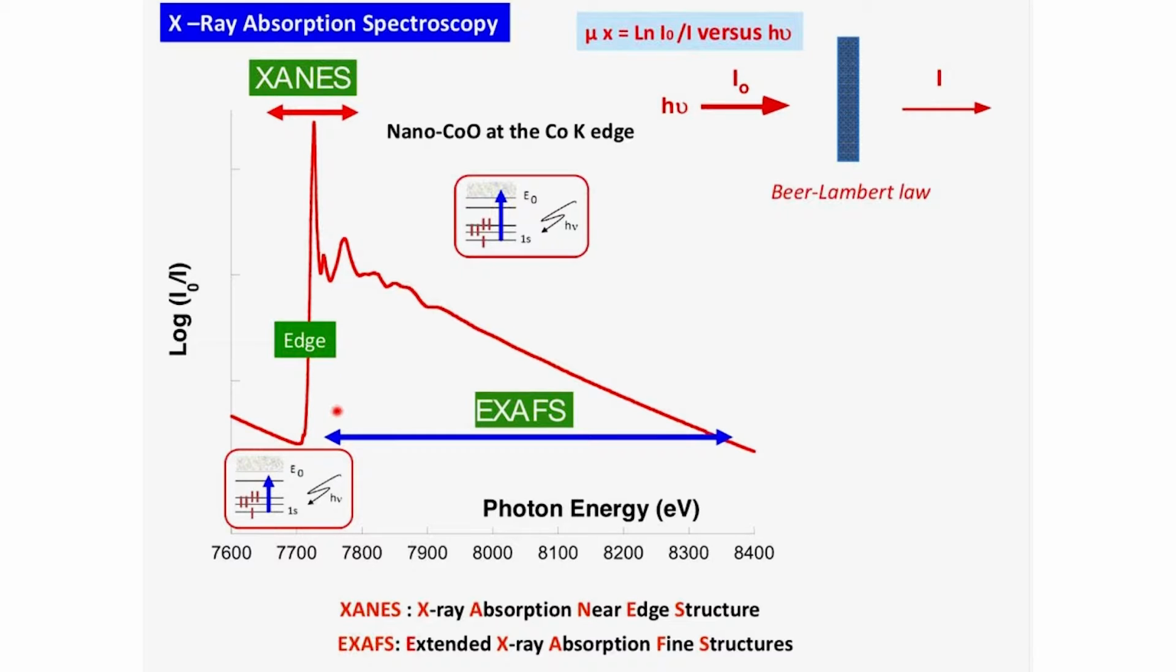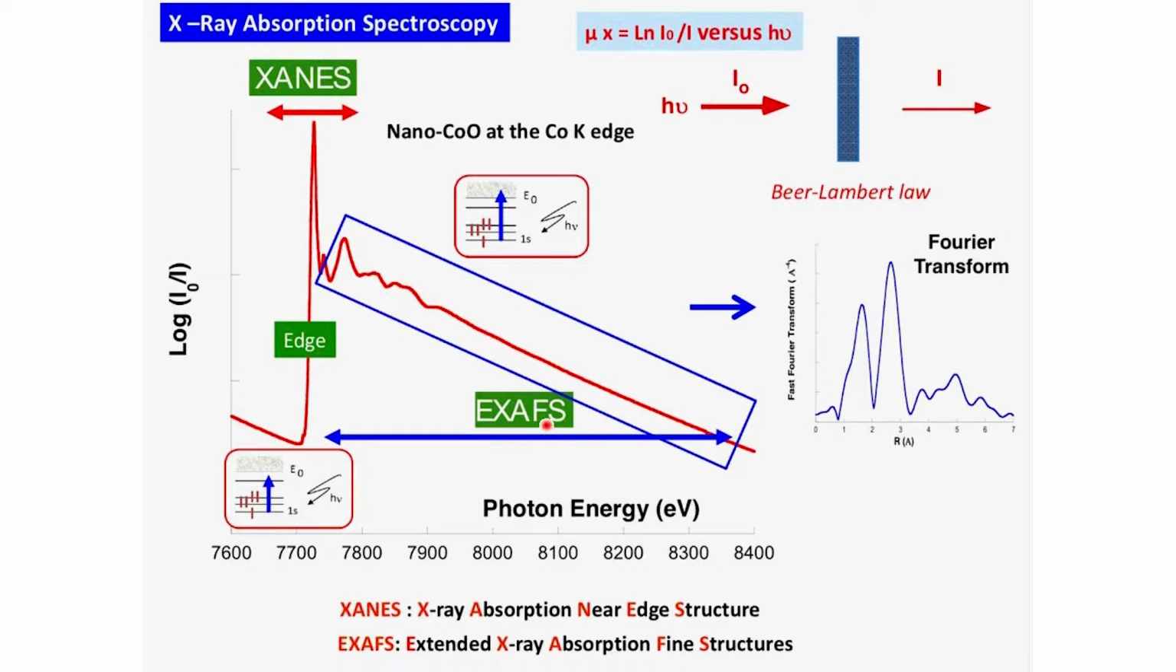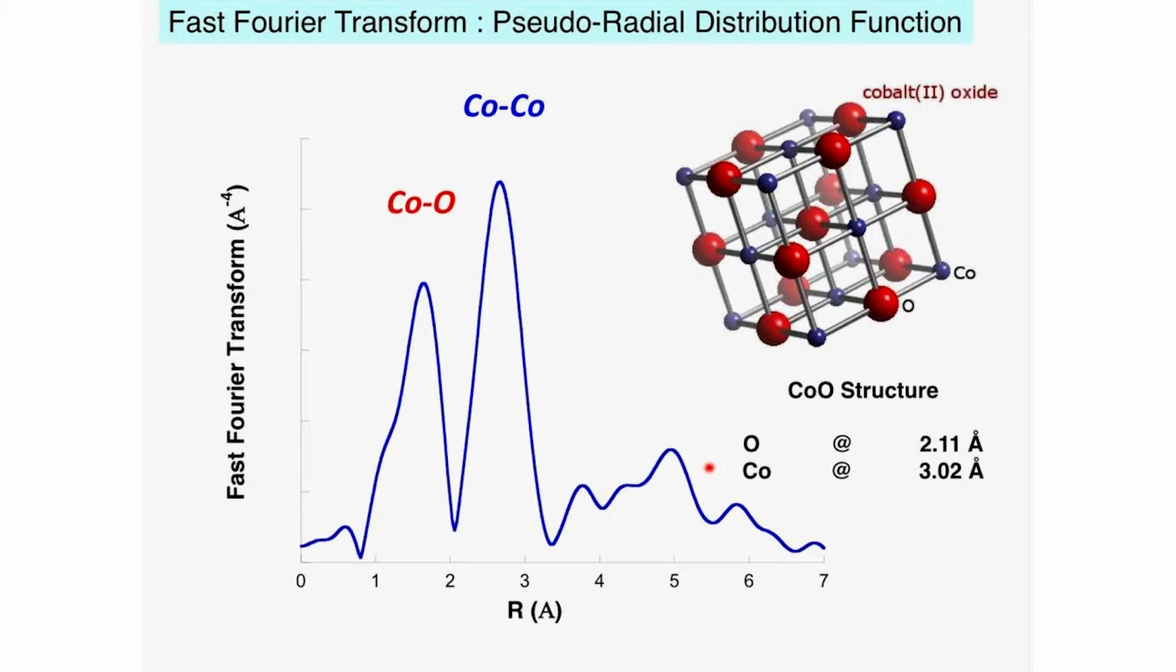Far above the edge, about 50 to 100 electron volts above the edge, we have the region which is called the EXAFS spectrum. EXAFS is the acronym for Extended X-ray Absorption Fine Structures. The EXAFS technique is a well-known local order technique, and a figure of merit of this technique is the well-known Fourier transform of these EXAFS oscillations. Here you have the Fourier transform of the EXAFS oscillation for this compound, for this spectrum. The Fourier transform is a pseudo-radial distribution function of neighbors around the absorbing atom.